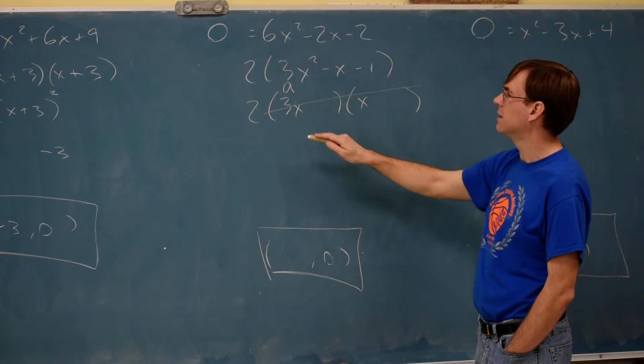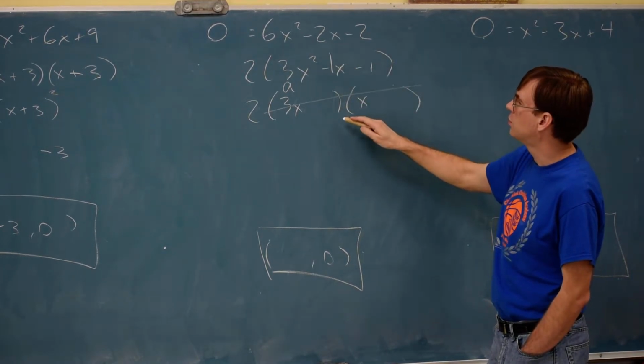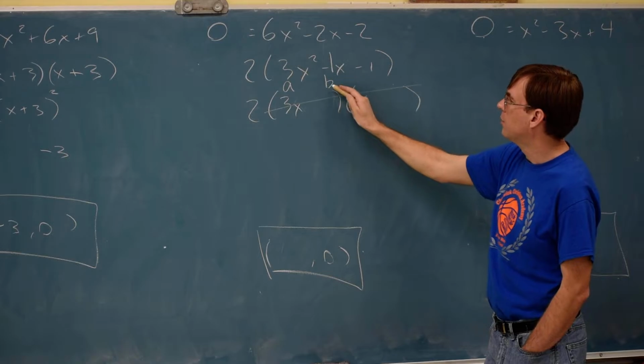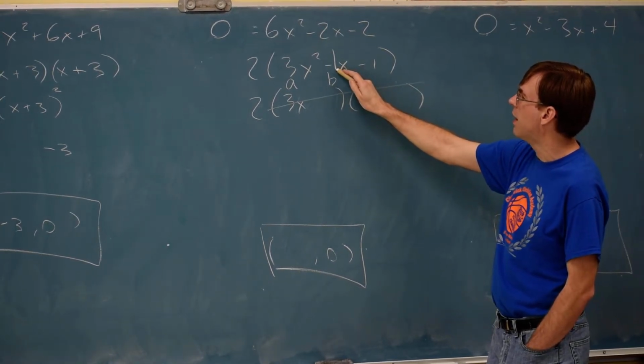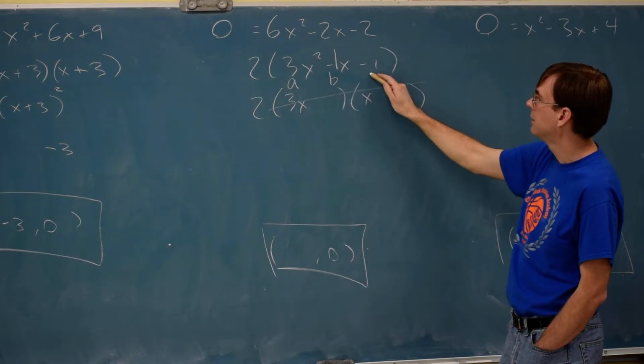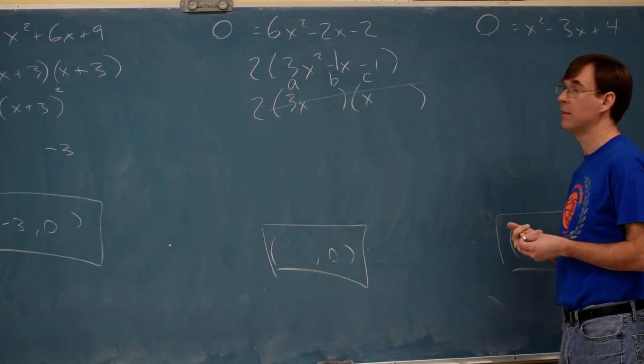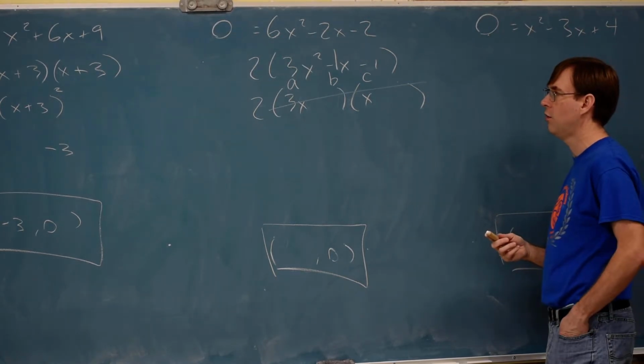So the A is the name of the number with the x squared. There's an invisible 1 there. B is always the name of the number that's with the x. So that would be -1 for B. The C is another -1. The C is always the name of the last number that's by itself.